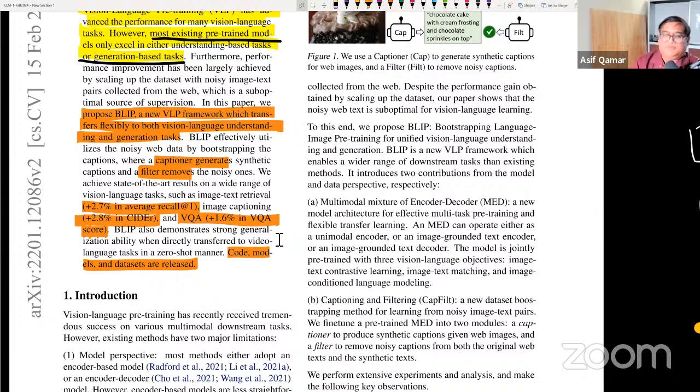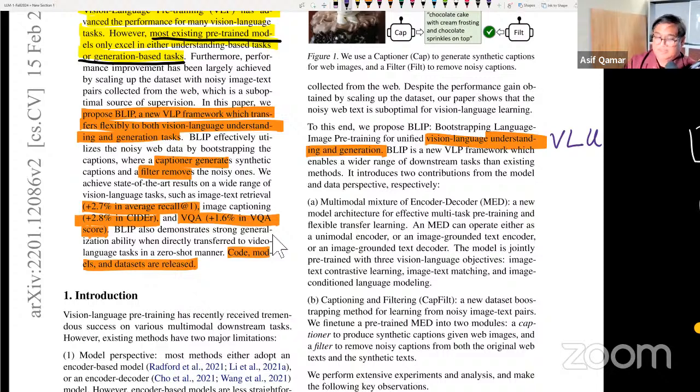And guys, do you notice the word that I like that is much more contemporary these days? Vision Language Understanding. Let me put it there. VLU. Vision Language Understanding. So this model belongs to a class of vision language understanding. BLIP also belongs to that class. So BLIP is a new VLP framework, what is VLP? It is a new framework which enables a wider range of downstream tasks than existing methods.